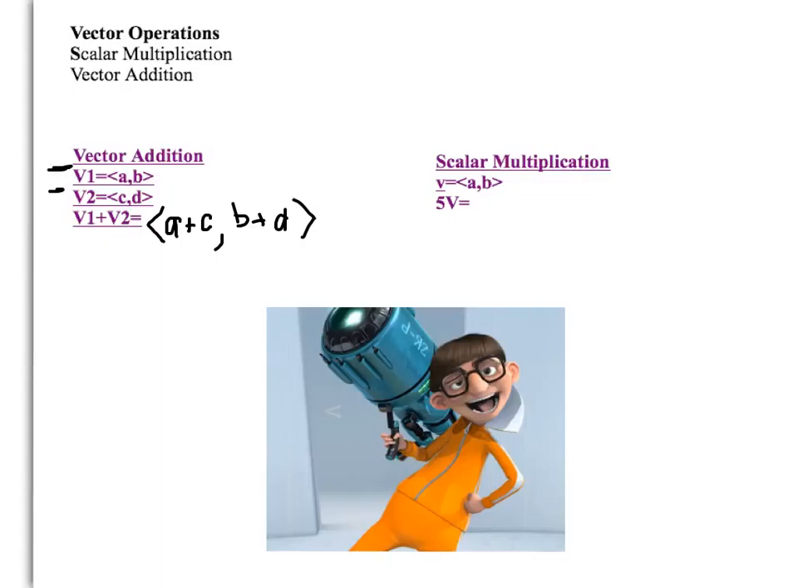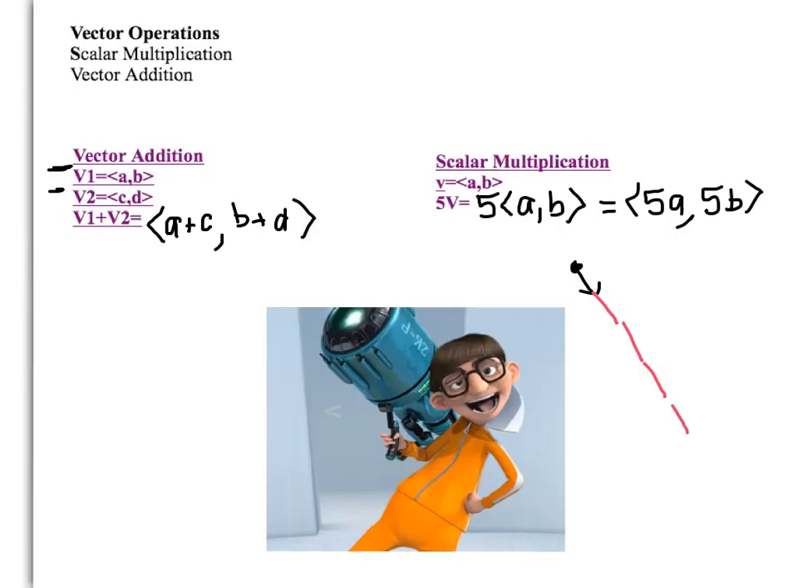Scalar multiplication: if I have vector 1, which is (a, b), and I want 5 times that vector, it's going to be 5 times the vector (a, b), which means the vector (5a, 5b). So if I had a vector that was this long right here, I'm going to make it 5 times that length. So now my vector would be an additional few pieces.